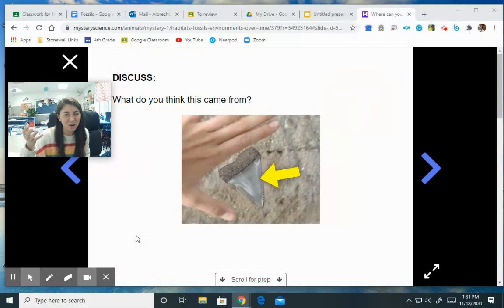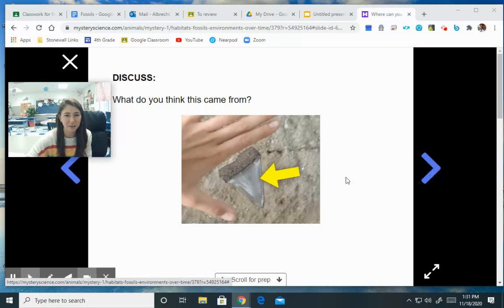All right, guys. So based on what we just talked about, what do you think this could be? Would it be a herbivore, a plant eater, or a carnivore, which is a meat eater? What do you think? Hopefully you figured that out. It's definitely a carnivore. It also kind of looks like a shark tooth, if you've ever seen one before. They're sharp, and you can see those little jagged edges.